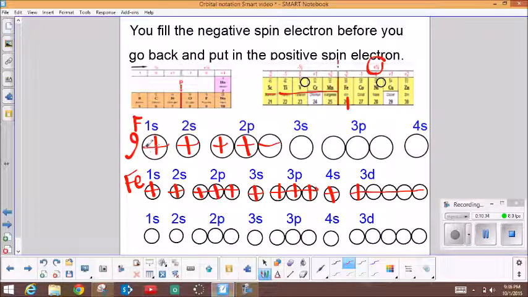One last try. Let's do an ion this time. The difference between an atom and an ion is an ion has a charge. So let's look at oxygen, and an oxygen ion would be a minus 2. What would that mean if I'm a minus 2? It means I have 2 extra electrons. Oxygen has 8 electrons as an atom, so as an ion, it would have 10 electrons. So 1, 2, 3, 4, 5, 6, 7, 8, 9, 10.